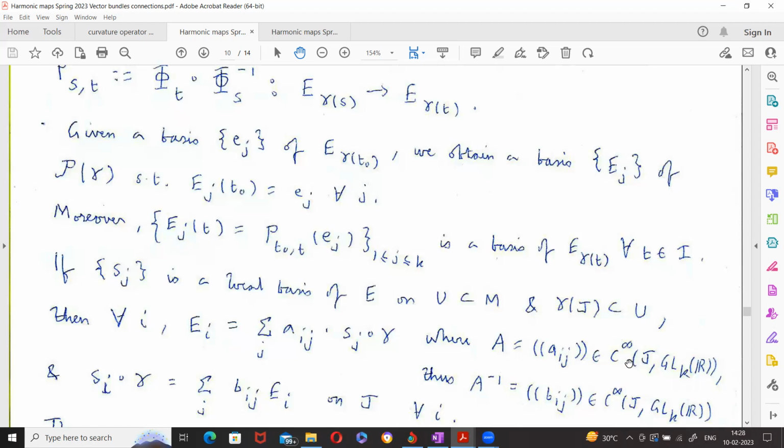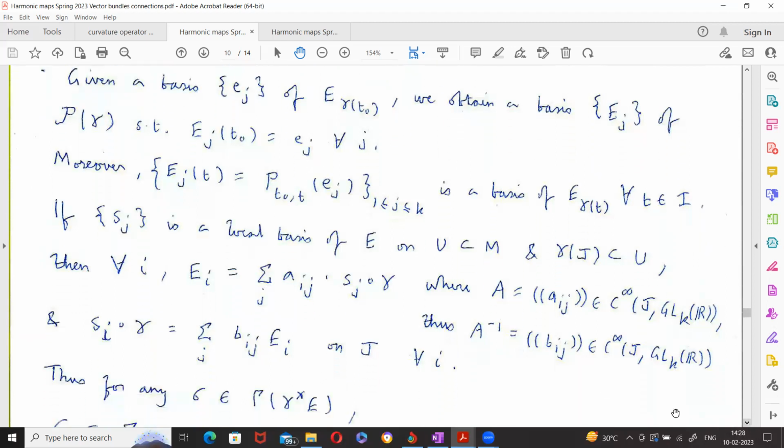This is a smooth matrix valued function on the interval j, and moreover it takes values in GLKR, right? Because the Sj's are a basis and the Ei's are also a basis, when you write one basis in terms of the other, this change of basis matrix is going to be invertible. Because it's an invertible matrix valued function, its pointwise inverse is also going to be a smooth matrix valued function. So A inverse will be, say, some matrix Bij.